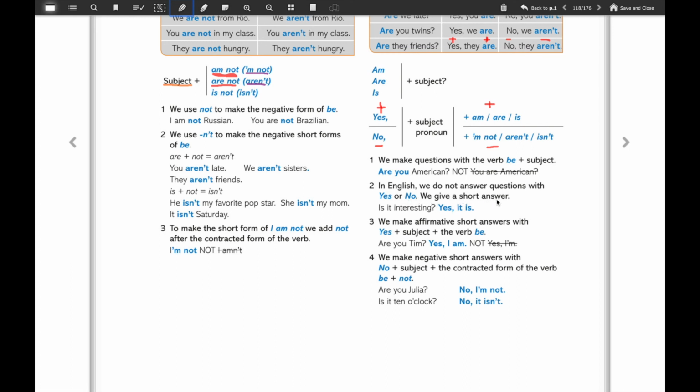Okay. Number 2, in English, we do not answer questions with just yes or no. We give short answers. Is it interesting? Yes, it is. Number 3, we make affirmative short answers with yes plus subject plus the verb to be. Example, are you a teammate? Yes, I am. Okay, not yes, I'm.